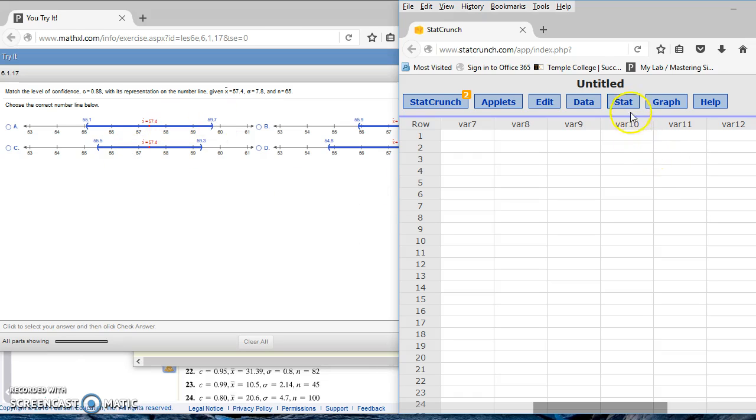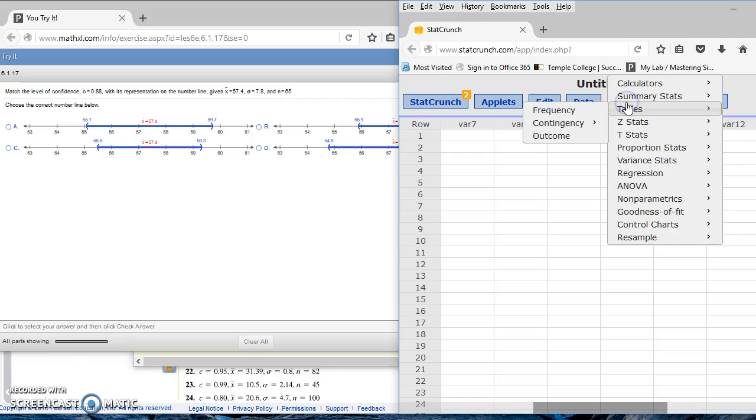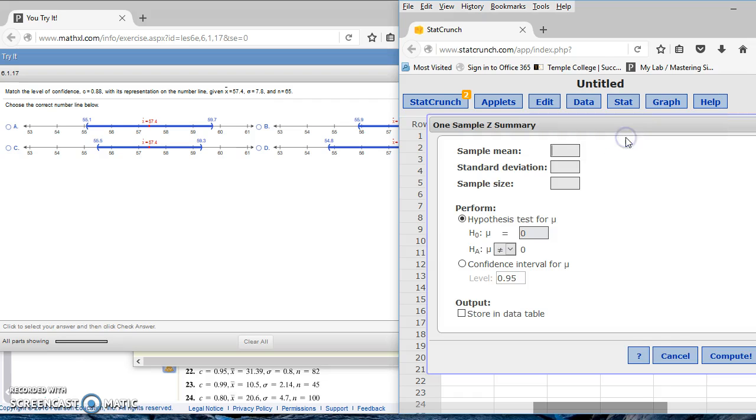Now, in order to do this, you need to use a different tool. It's not a calculator, it's actually Z-Stats. So you go to Stats, and you go to Z-Stats, and one sample with summary. So we have a one sample Z summary. The sample mean is 57.4. The standard deviation for the population was 7.8. And the sample size again is 65.